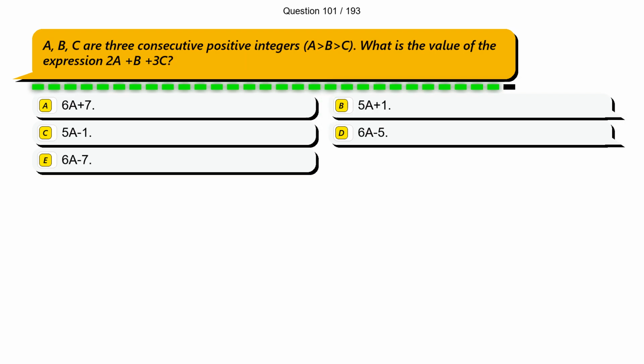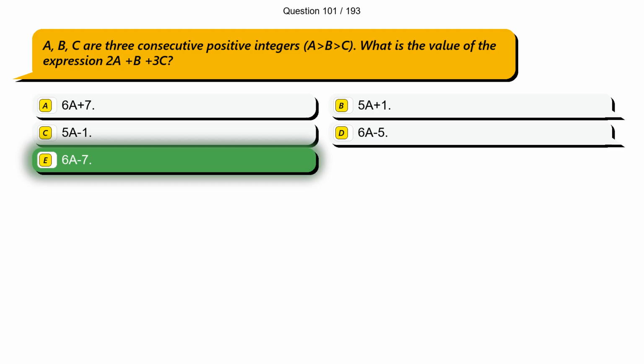Question 101. A, B, C are 3 consecutive positive integers, A greater than B greater than C. What is the value of the expression 2A plus B plus 3C? Option A, 6A plus 7. Option B, 5A plus 1. Option C, 5A minus 1. Option D, 6A minus 5. Option E, 6A minus 7.